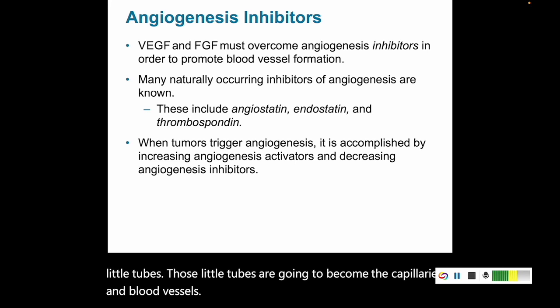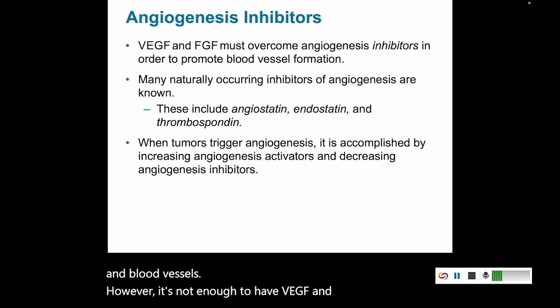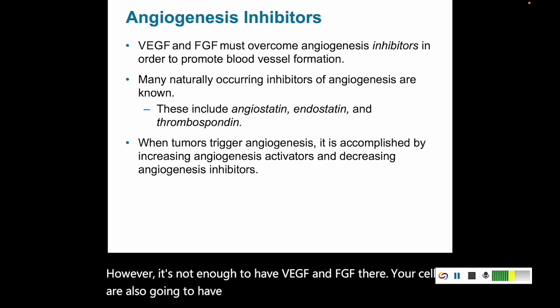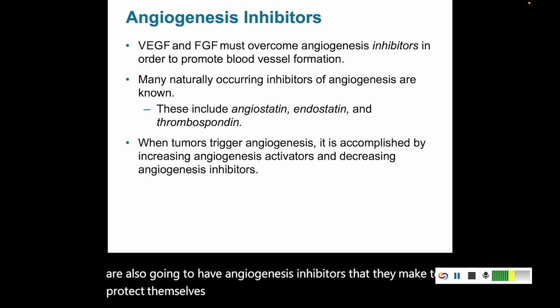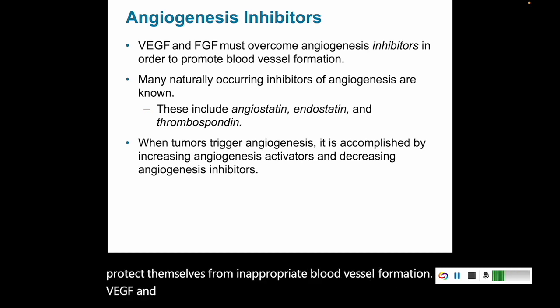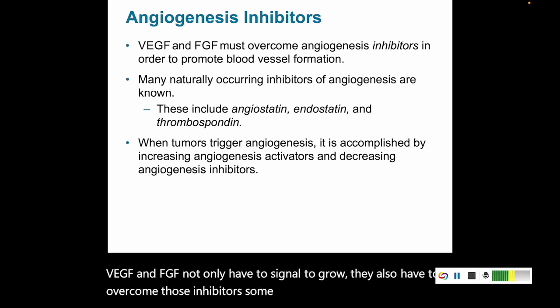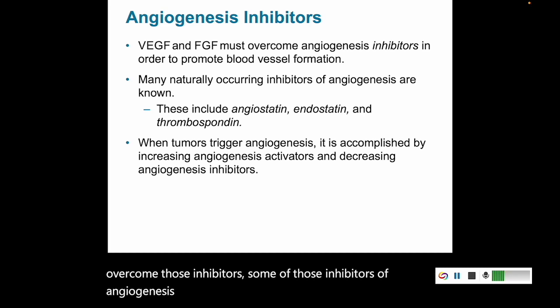However, it's not enough to have VEGF and FGF there. Your cells are also going to have angiogenesis inhibitors that they make to protect themselves from inappropriate blood vessel formation. So VEGF and FGF not only have to signal to grow, but they also have to overcome those inhibitors. Some of those inhibitors of angiogenesis are angiostatin, endostatin, and thrombospondin.